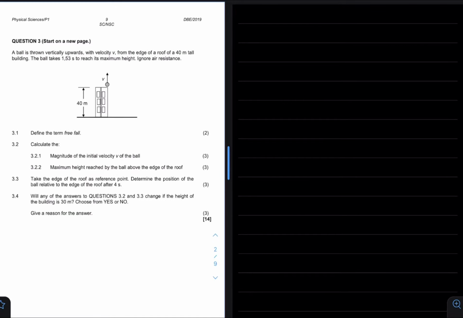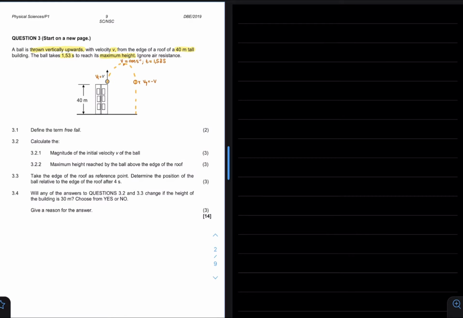In this exam question, a ball is thrown vertically upwards with a velocity v from the edge of a roof of a 40-meter tall building. The ball takes 1.53 seconds to reach its maximum height, and we ignore all effects of air resistance. Seeing as this is a problem with no air resistance, only gravity will work on this projectile. This projectile will then follow a path as follows.